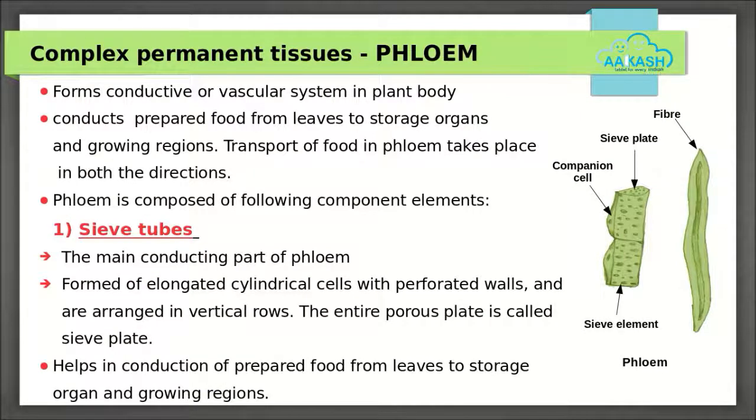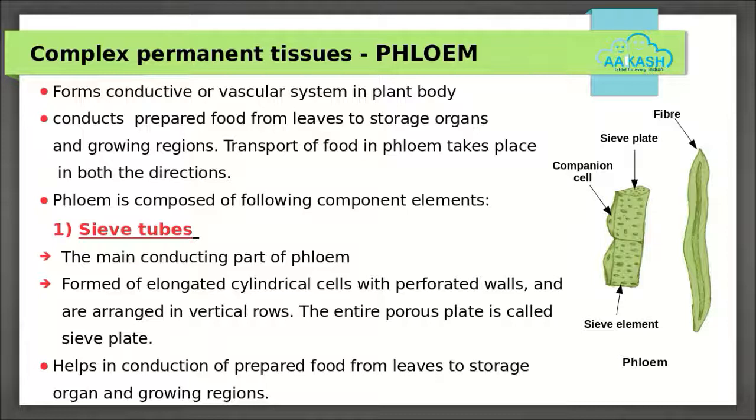Complex permanent tissues, phloem. Forms conductive of vascular system in plant body and conducts prepared food from leaves to storage organs and growing regions. The transport of food in phloem takes place in both the directions. Phloem is composed of following component elements.